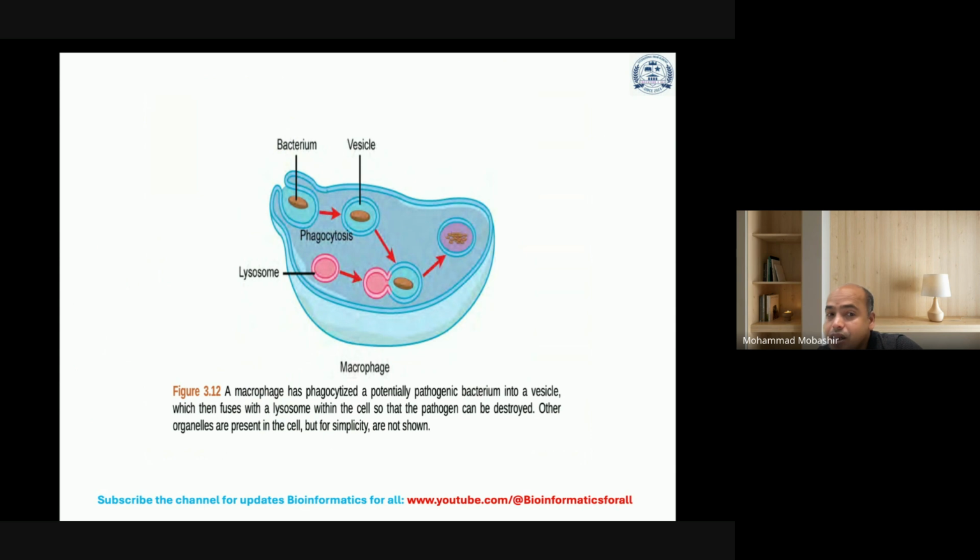And other organelles are present in the cell, but for simplicity, what you are seeing here is the lysosome, bacterium, vesicle, and the process of phagocytosis. And that is how this immune cell, the macrophage, works.